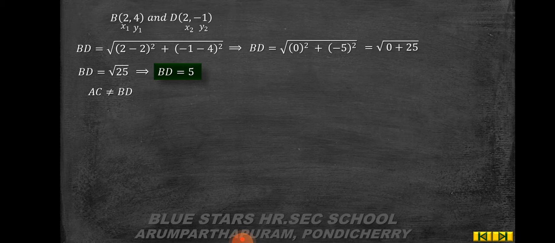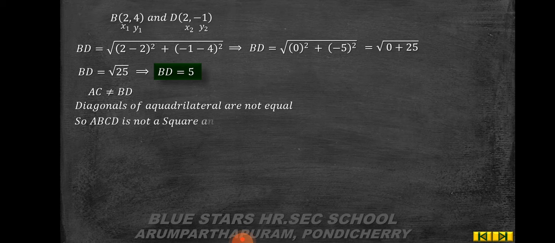So AC is not equal to BD. Therefore, the diagonals of the quadrilateral are not equal. So ABCD is not a square and hence ABCD is a rhombus.